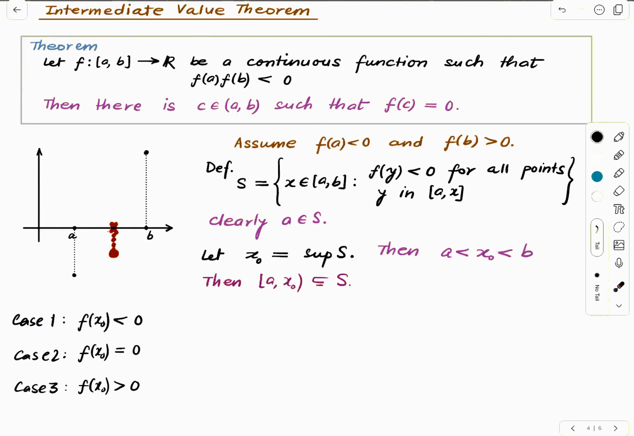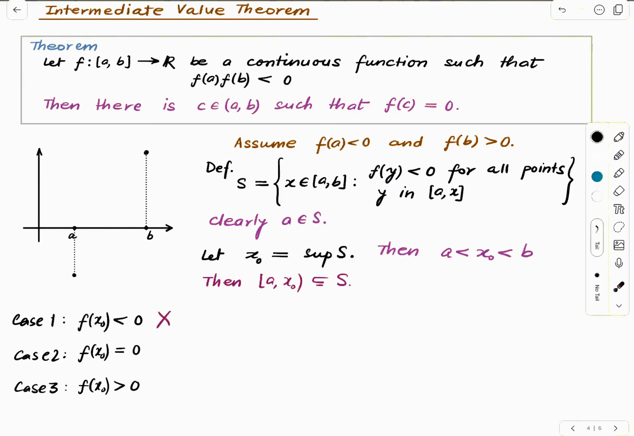But then again, by continuity, the function will take negative values in an entire neighborhood around the point x0. And now note that a point bigger than x0 is also in S, because the function is taking negative values everywhere before it. So there is something greater than x0 such that the function takes negative values everywhere before it, in fact including it. So that point will be in S, and that point is greater than x0, contradicting the fact that x0 is the supremum of S. Okay, so this case is not possible.